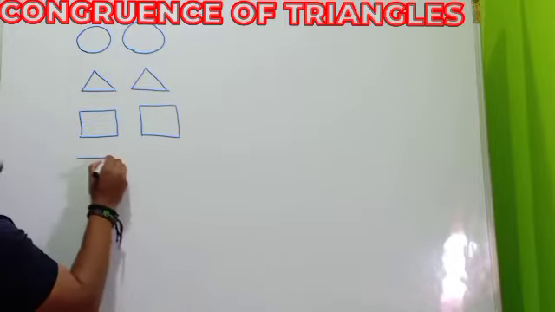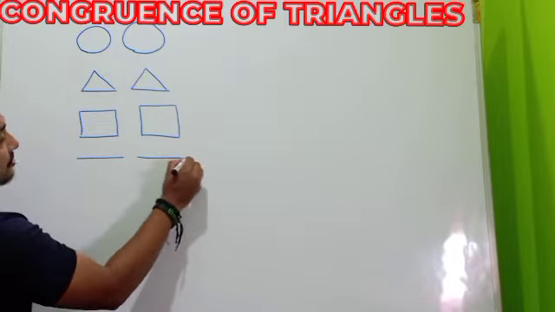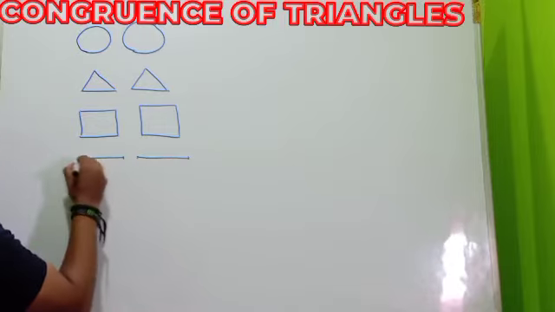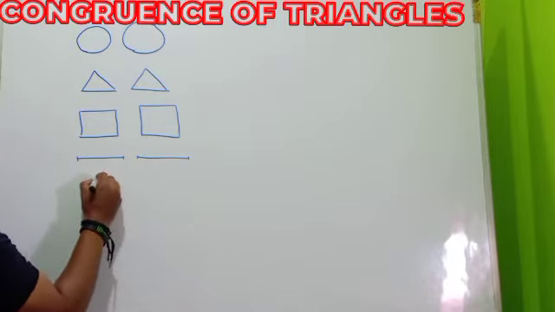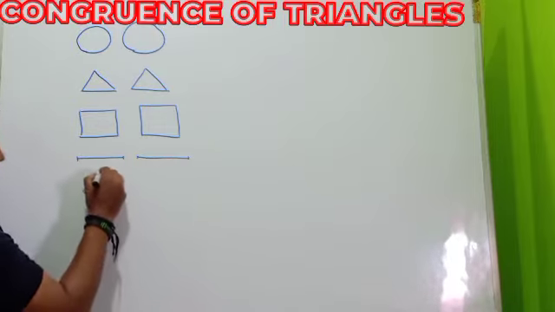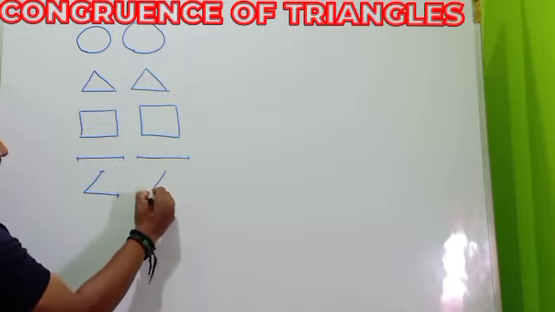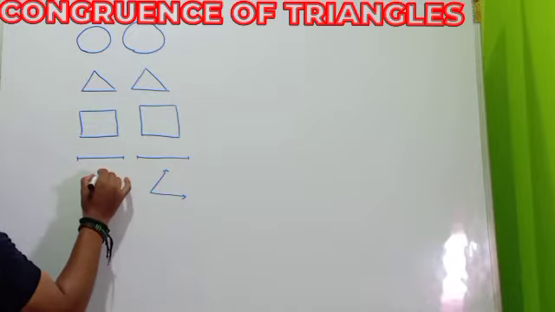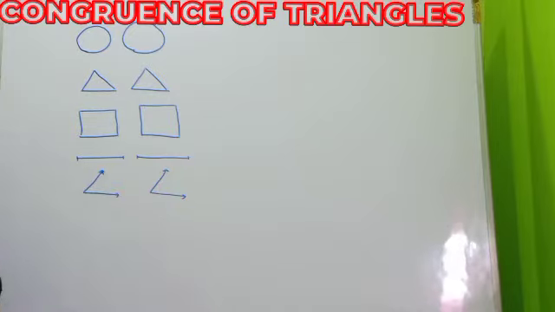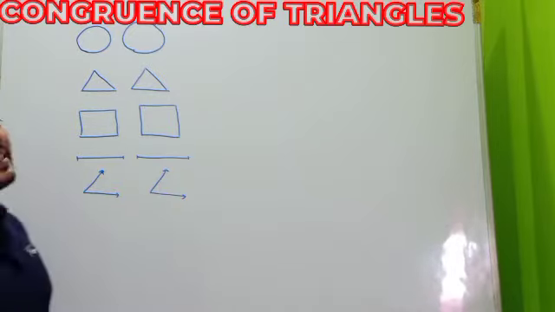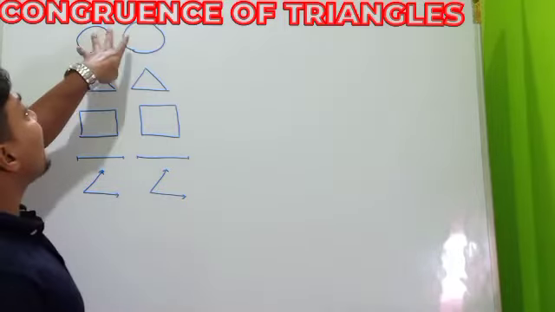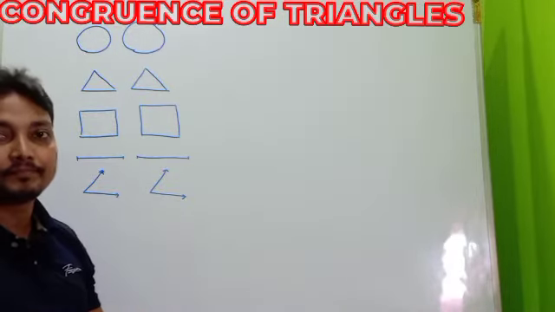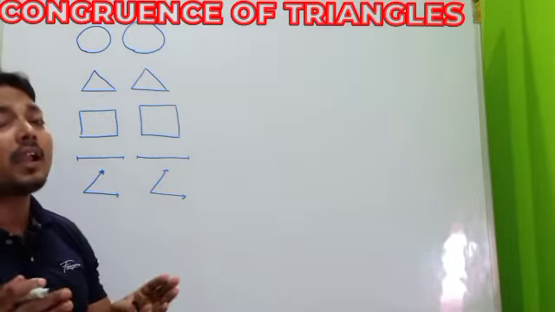Here is a line segment, here is another line segment. Here is an angle, here is another angle. It is clearly seen that both of them have the same shape. But how will we confirm their size?